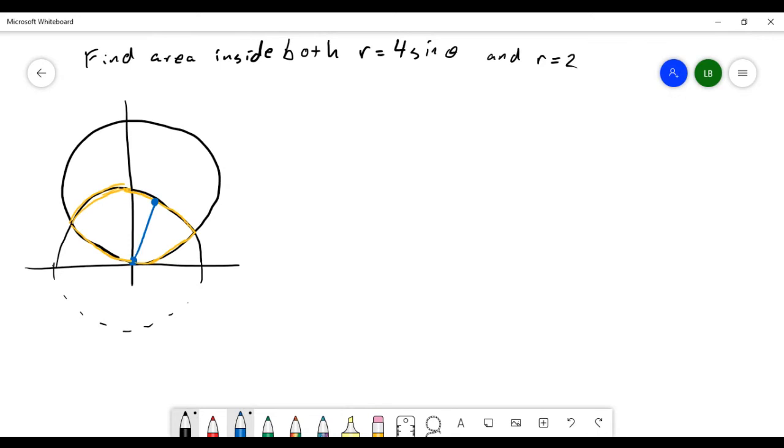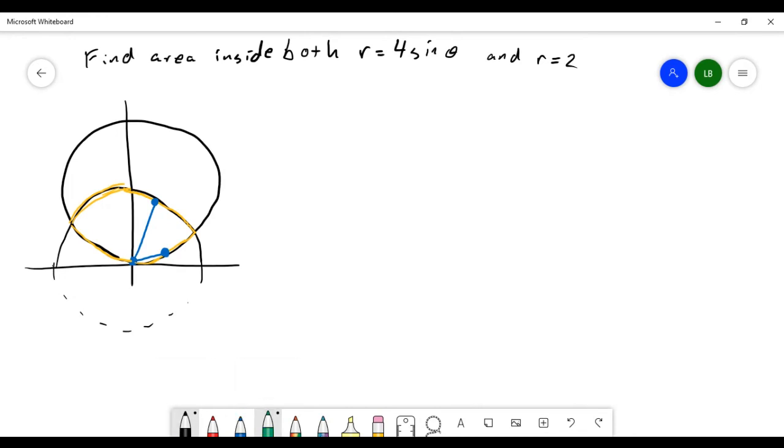So for example, if we took the line from the origin up to this blue point right here, we would be integrating r is equal to 2 because that's this function on this portion of the curve. But if we took a blue line from here and drew it out to this portion of our curve right here, well, this is a part of r is equal to 4 sine of theta. So on this part of the curve, we're integrating r is equal to 4 sine theta.